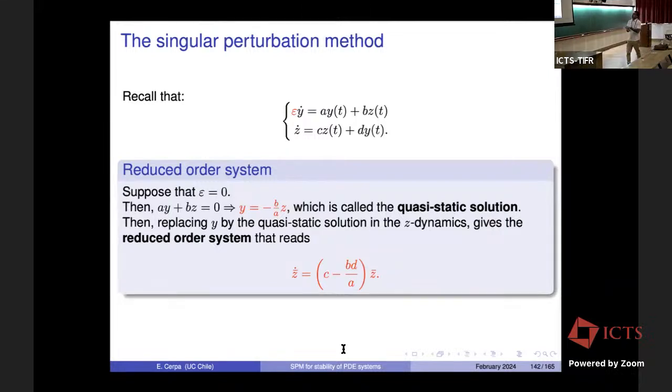So the system is put in there. For the reduced order system, we assume that epsilon is equal to 0. That allows us to obtain y in terms of z, very explicitly: y equals minus b over a times z. That's what we call the quasi-static solution. Then we replace in the other dynamic, and we obtain a very simple system for z dot. Here we have a clear condition on the coefficients: c minus bd over a has to be negative in order for the system to be exponentially stable.